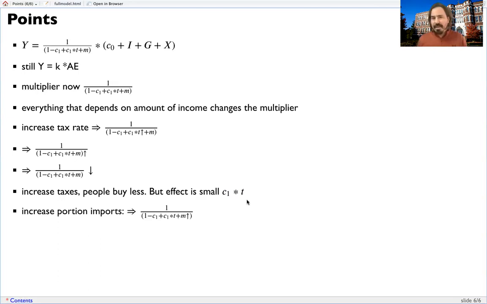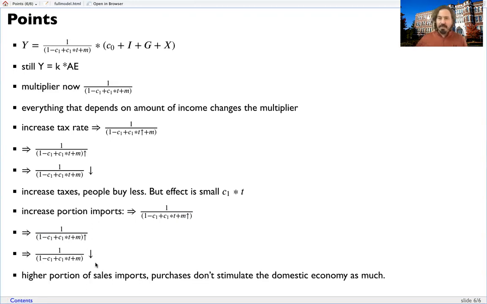If we're to increase the portion of imports, same thing as before. We're increasing this term, right? It's got a plus sign in front of it. So as this goes up, the denominator as a whole is going up. And as the denominator goes up, that means your multiplier is going down, right? So the more people buy of imports, the higher the portion of our sales that are imports. Purchases don't stimulate the local economy as much when a large portion of them are imports.